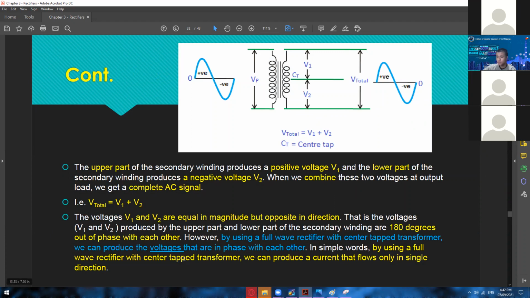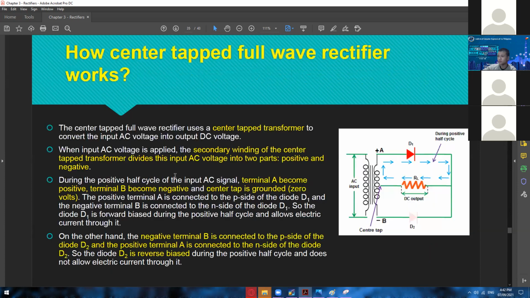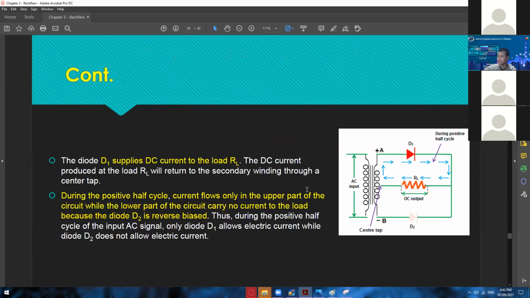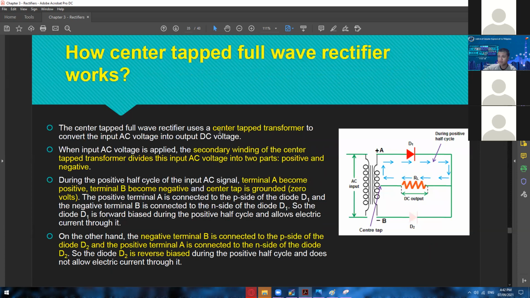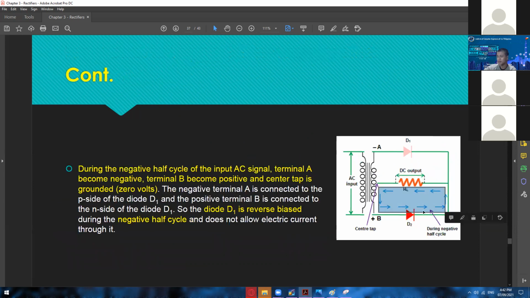By using a full wave rectifier with center tap transformer, we can produce a current that flows only in a single direction. So we can have positive only or negative only. More explanations when it comes to a center tap rectifier. I think nothing is new, so I will leave the reading part to you guys. I'll just mention the things that need to be mentioned, but most of them are just explaining the connections, and how this positive half cycle works, and how this negative half cycle works.